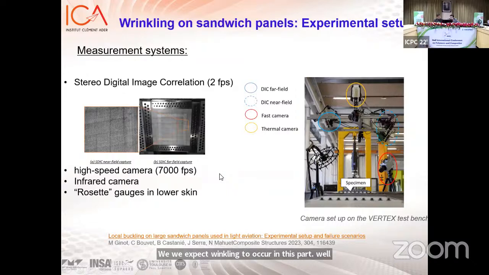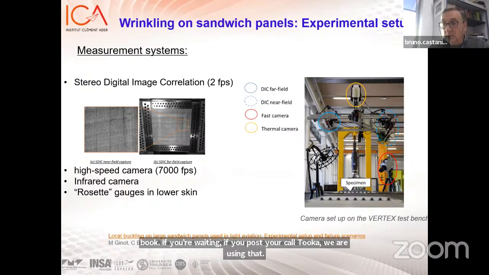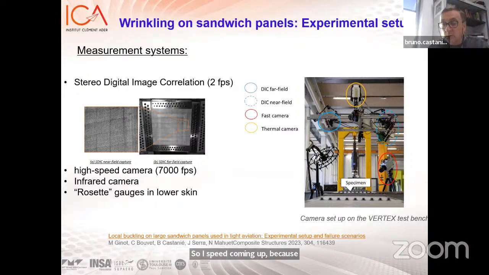When we make a specimen on composite structure, the purpose is to capture the failure scenario. And with the vertex test, we have a lot of instrumentation. This is mandatory. So we use several cameras for DIC, digital image correlation, for far field. Far field means that we capture all the specimen. And near field, that we focus on an area where the wrinkling is supposed to occur. We are using also a high speed camera because wrinkling is very explosive, in fact, and also a thermal camera.